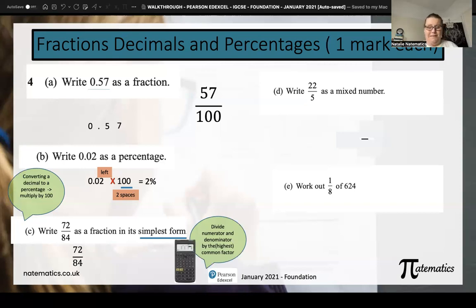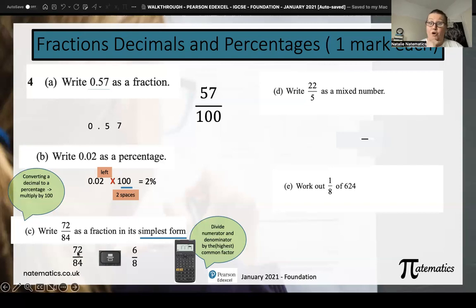Now, I put obviously a picture of a calculator there. So I'm just saying you use that calculator fraction button, and you will get 6 over 7. Just in case you're watching this to understand fractions, decimals, and percentages, what do we do if we can't use a calculator?